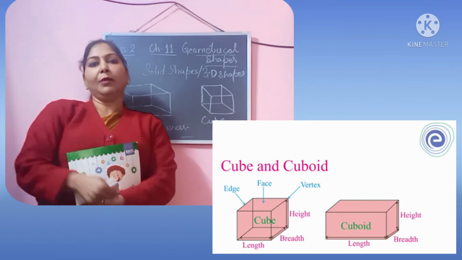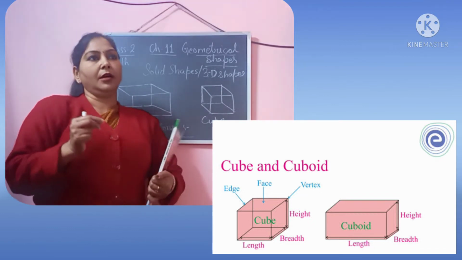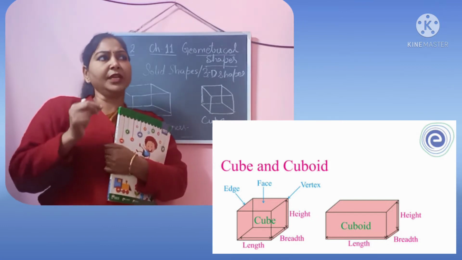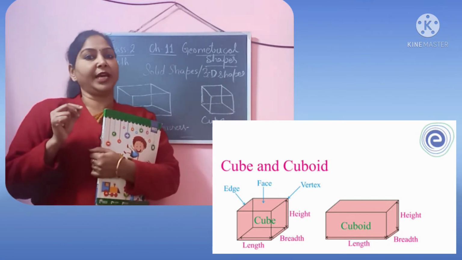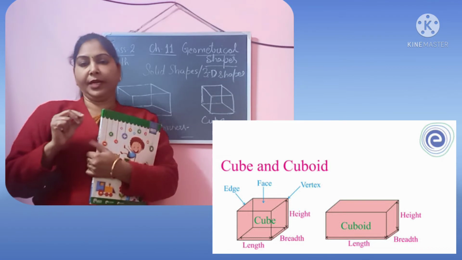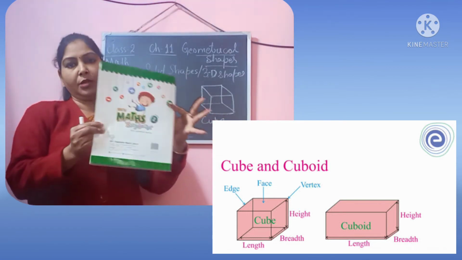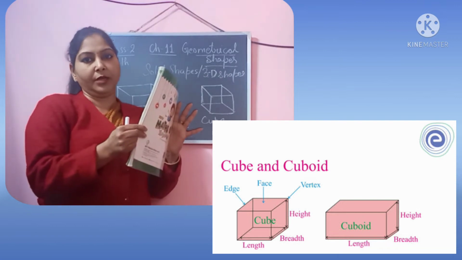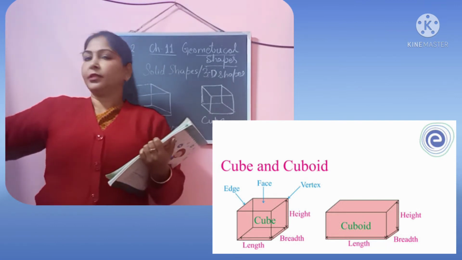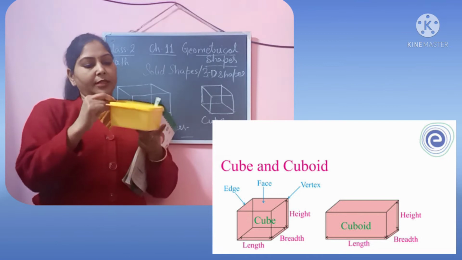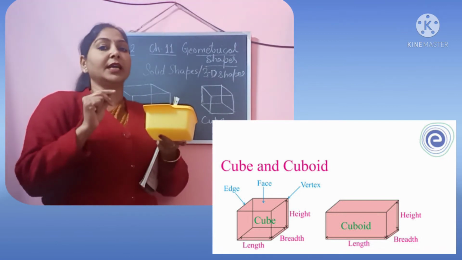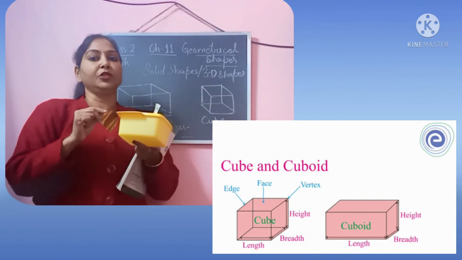Now I am going to show you certain objects. 3D shapes are such shapes which we can hold in our hand. Like this book, I can hold it, and it is a 3D shape. Now, this is an object. This is also a 3D shape. Why are we calling it 3D? It has 3 dimensions.